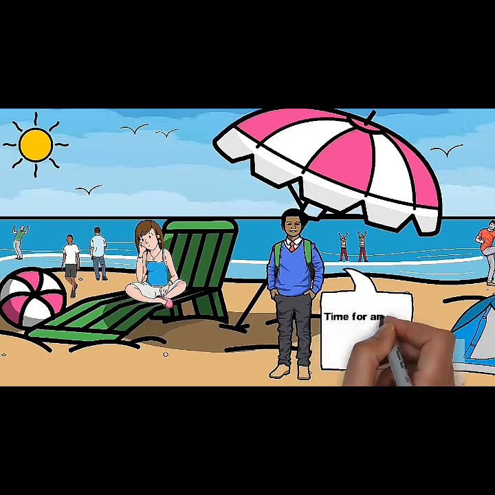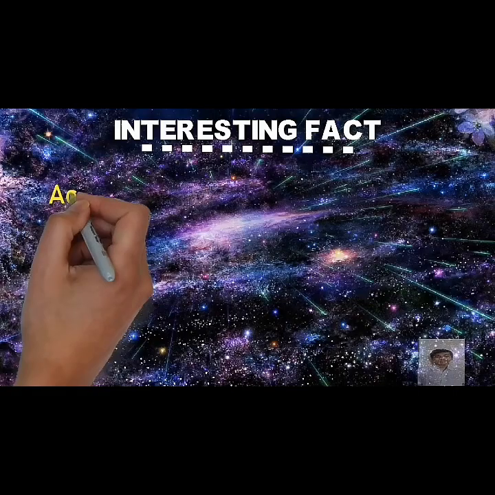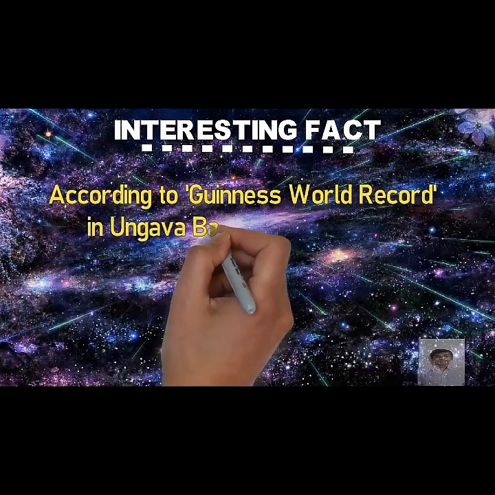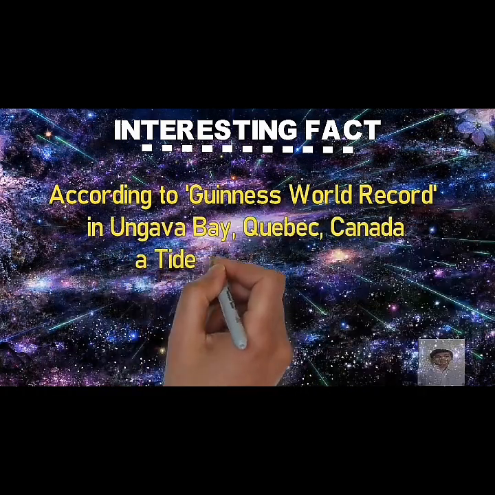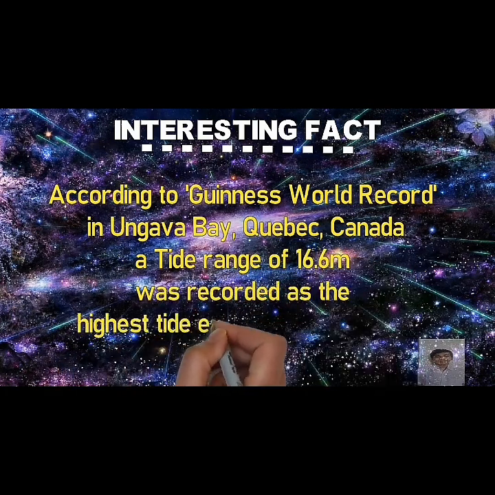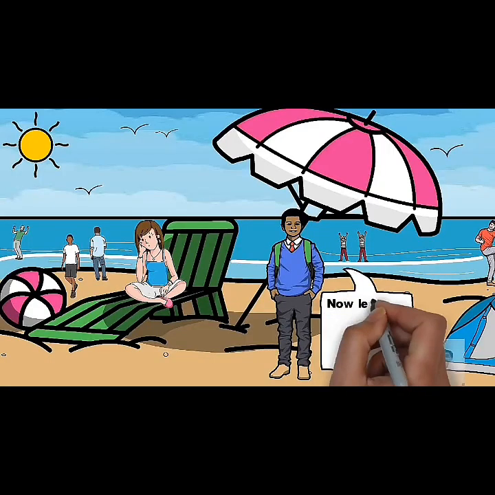Whoa, bingo! Time for another interesting fact. According to Guinness World Records, in Ungava Bay, Quebec, Canada, a tide range of 16.6 meters was recorded as the highest tide ever in the year 1953.